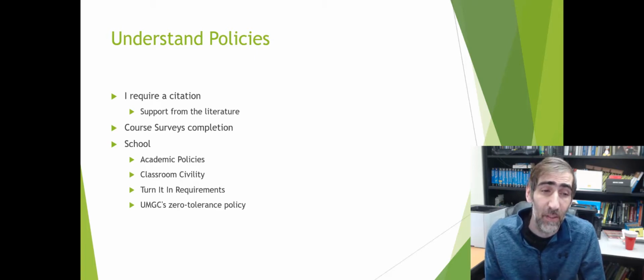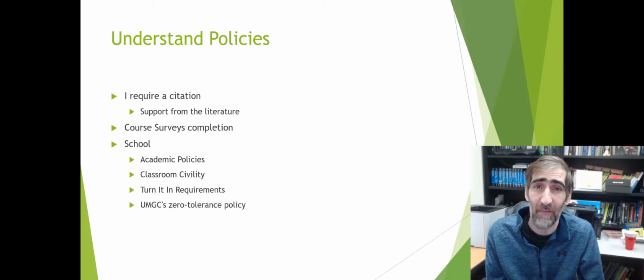And lastly, UMGC's zero tolerance. If you are caught cheating, zero tolerance, you're out. So normally what I do with that is I will look at the offense, I will communicate with you, and we'll figure out a path forward to make sure that you understand how to get through this. The big thing is communication.